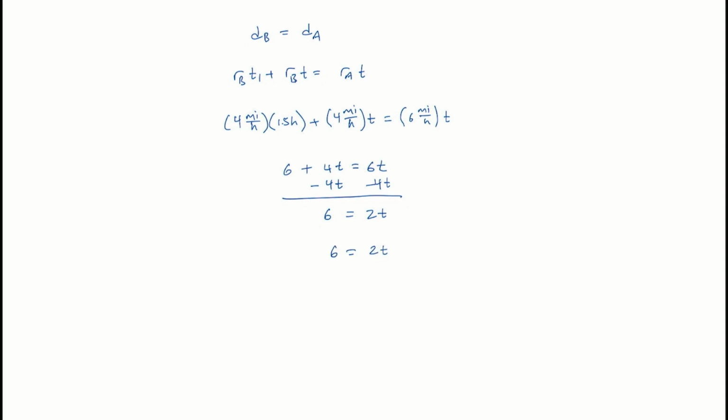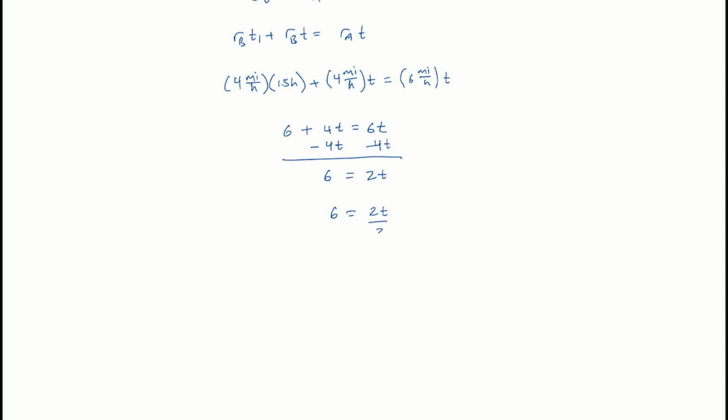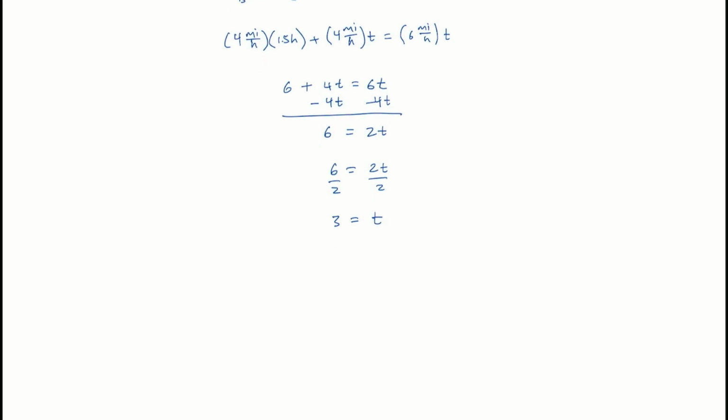Now all we have to do is divide both sides by 2. And we get 3 is equal to t. And so t is equal to 3 hours. After 3 more hours, so it'll be 4.5 hours for Ben, but when Amanda leaves, it will take her 3 hours to catch up to Ben.